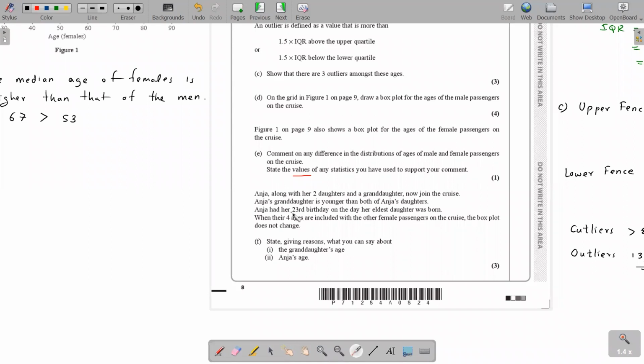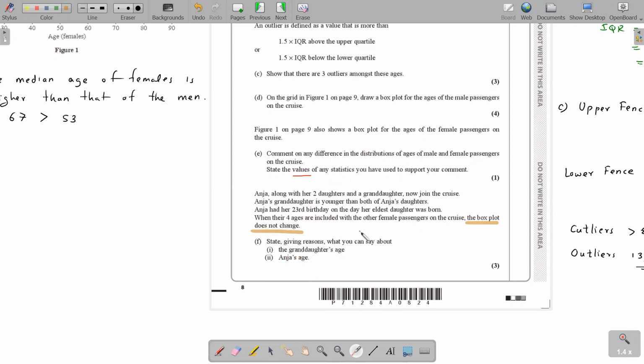Okay, let's move on to part F. Anja, along with her two daughters and a granddaughter, now joins the cruise. Anja's granddaughter is younger than both of Anja's daughters. Anja had her 23rd birthday on the day her eldest daughter was born. When their 4 ages are included with the other female passengers on the cruise, the box plot does not change. So this is the important thing. The box plot doesn't change at all. So they ask you, stating reasons, what you can say about the granddaughter's age and Anja's age. This is really important.